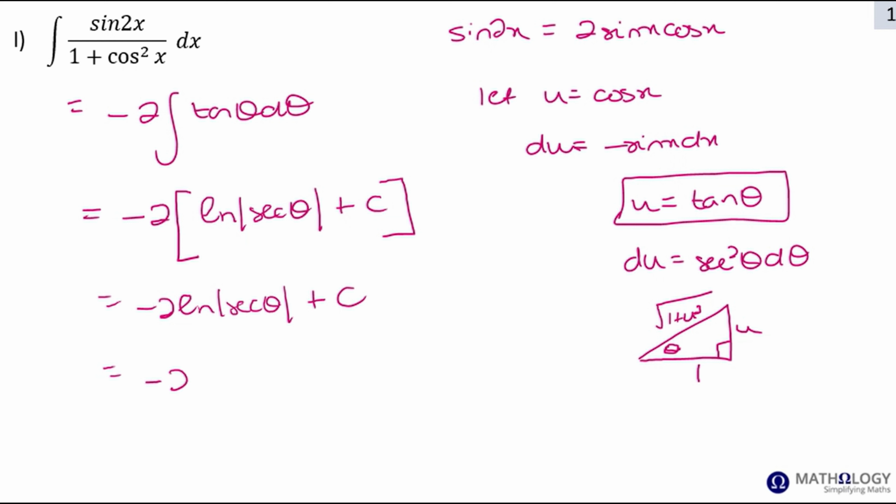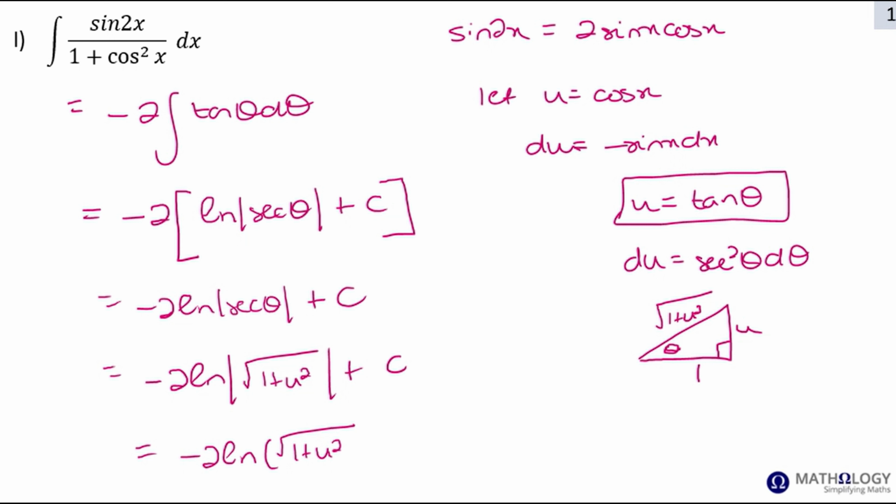So that equals minus 2 ln. Sec theta is hypotenuse over adjacent, so that's going to be root 1 plus u squared over 1, which is just root 1 plus u squared plus c. And we can actually remove the absolute value brackets here because 1 plus u squared is always positive. So we're just going to drop those absolute value brackets, and it'll be root 1 plus u squared plus c.